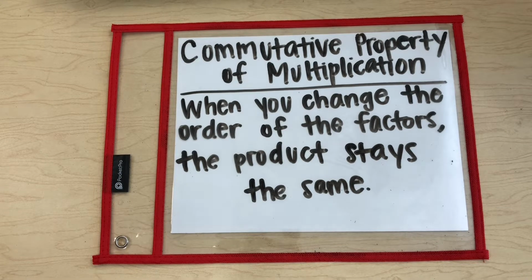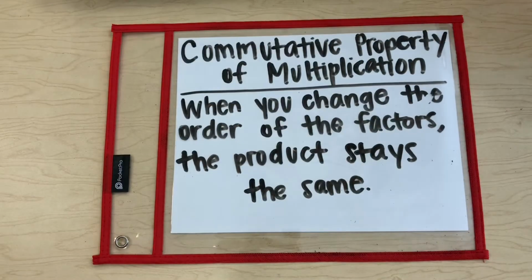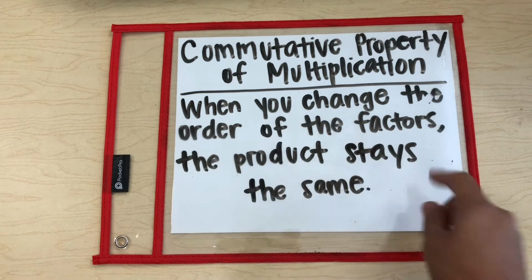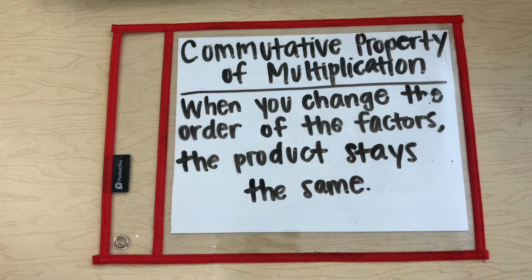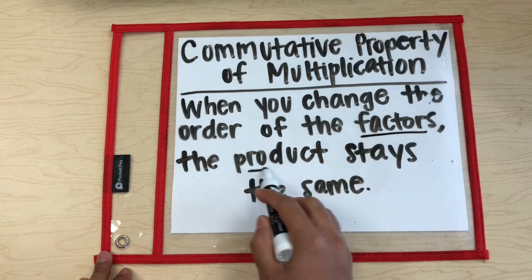Today we're going to be talking about the commutative property of multiplication. So when we talk about the commutative property, I want you to think of a little community that's working together, okay? The definition of commutative property is when you change the order of the factors, the product stays the same. So I want you to remember two things, factors and products.